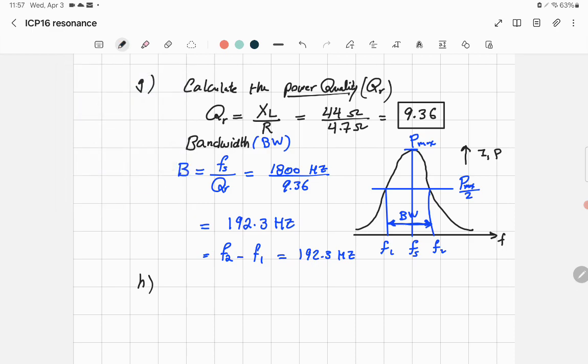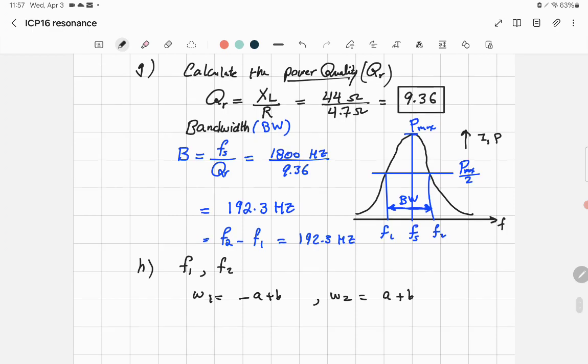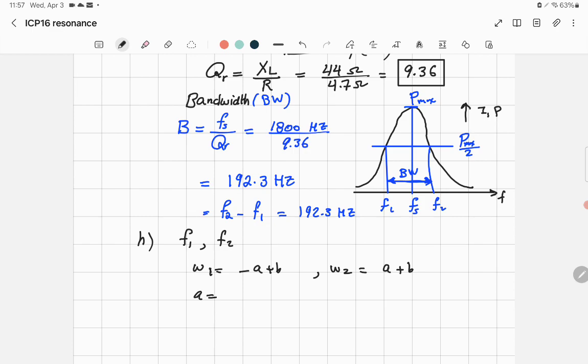Let's say that we want to find the cutoff frequencies, and the power distributed at them. How do you find F1 and how do you find F2? I gave in the last lecture a simple equation for that, used with Q, or if the quality factor is less than 10, we're going to use the following. We say that omega 1 is equal to minus A plus B, and omega 2 is equal to A plus B. So what is A? A was defined, I'm just reminding you about the formula, as R over 2L.